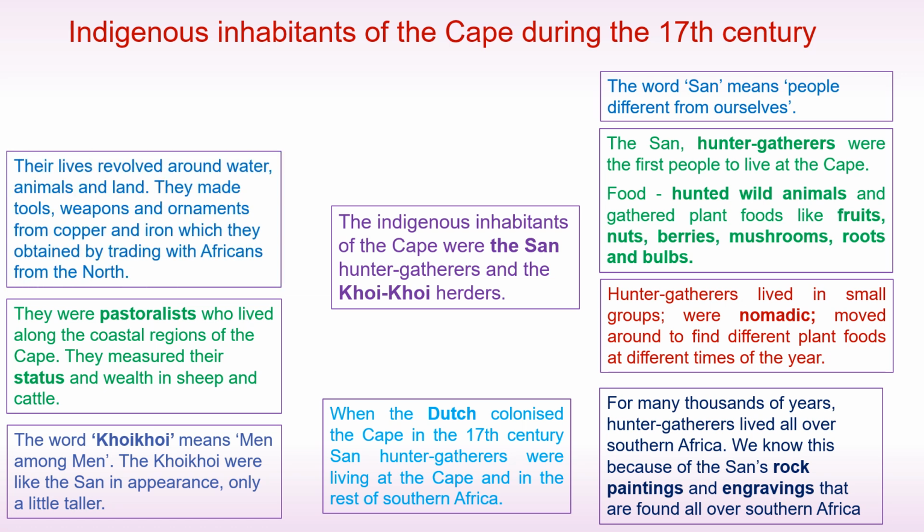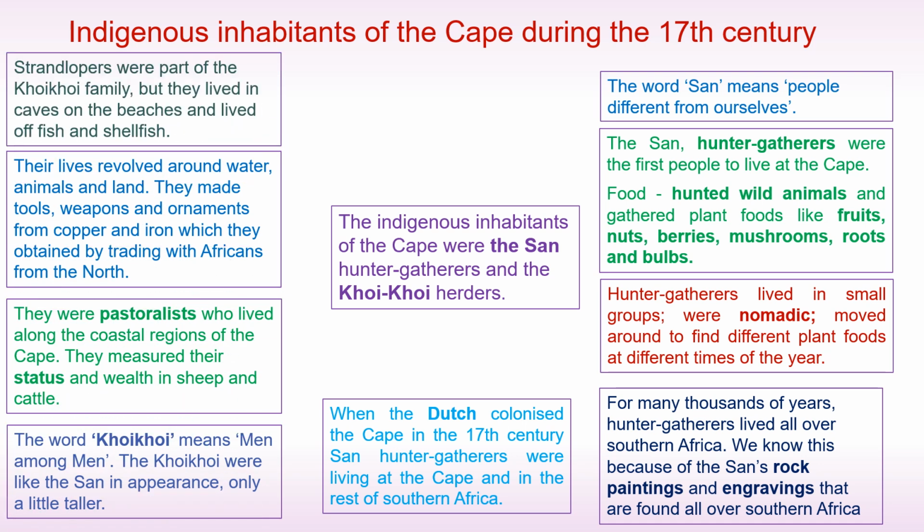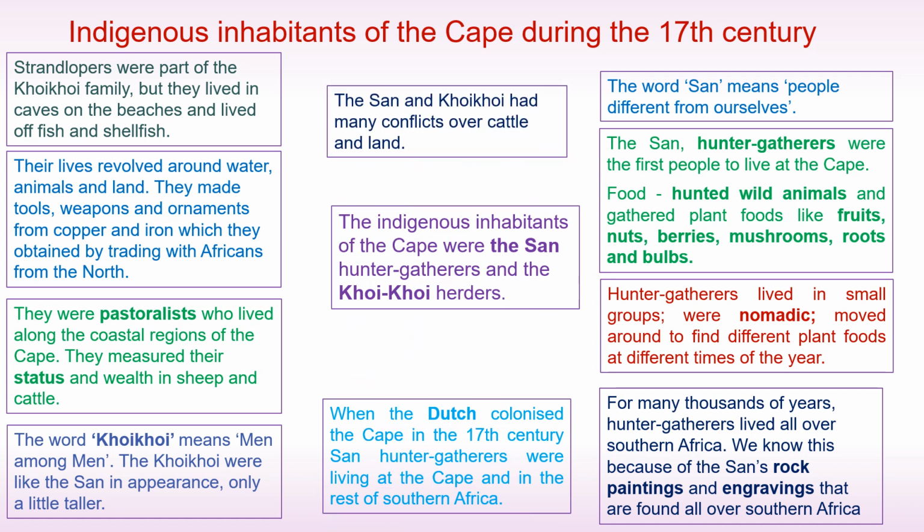Now, they lived around water, animals, and land, and they made tools and weapons and ornaments from copper and iron. And this was obtained from trading with the Africans in the north. So the Strandloppers were basically a part of the Khoikhoi family, and they lived along the beaches and in caves, and they lived off fish and shellfish.